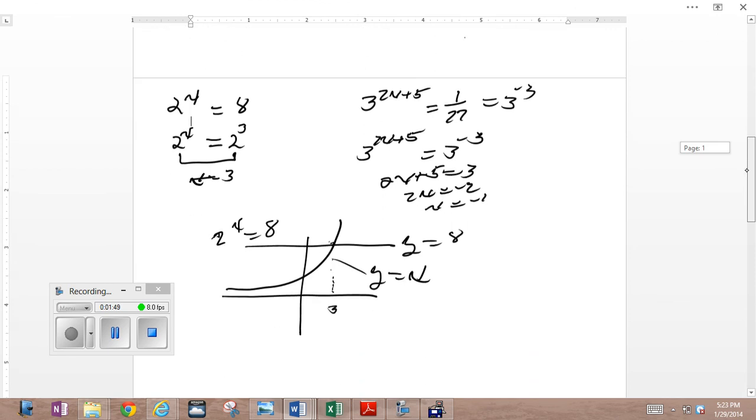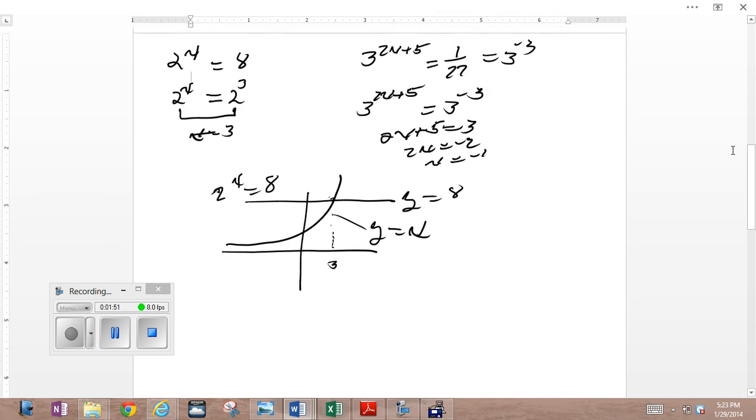Okay. But now we pose this problem to you, okay? How do we proceed to solve 2 to the x equals 5, or 5 to the x equals 17, okay?